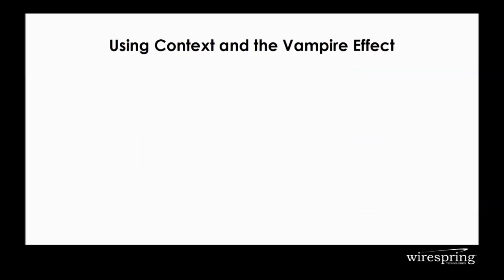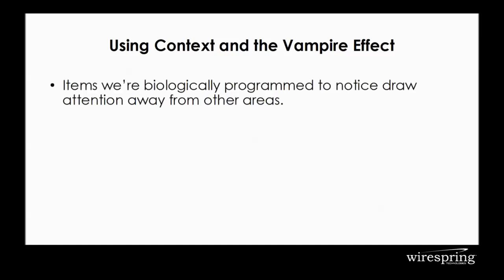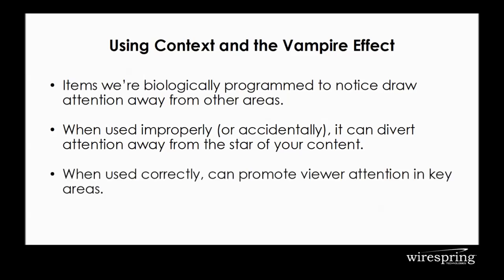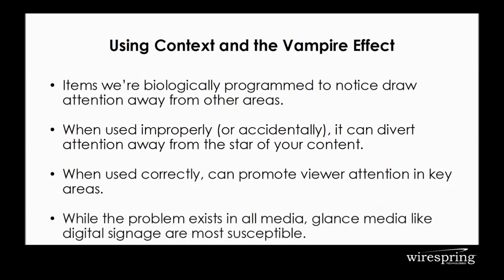Now that we know a little bit about context and vampire effect, how can we put these things to use? To begin with, items that we're biologically programmed to notice draw attention away from other areas. This can be either advantageous or disadvantageous depending on what the main thrust of our message is. When used improperly or accidentally, attention vampires can divert attention away from the star of your content, but when used correctly, they can promote viewer attention in key areas. While this phenomenon exists in all media, glance media like digital signage are most susceptible.